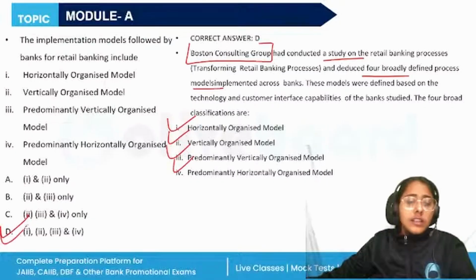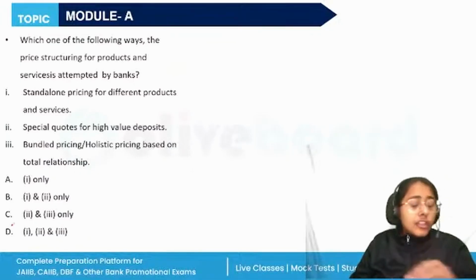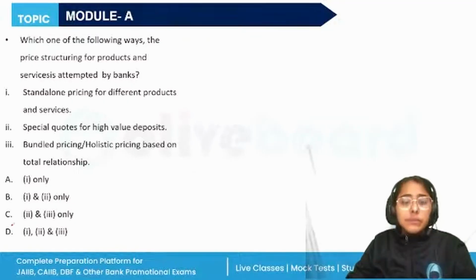Correct answer option D. Next, in which one of the following ways is the price structuring for the products and services attempted by the banks? These process models are used by the banks to decide on the product models, then on the pricing, then on the delivery. So here pricing involves standalone pricing for different products and services, special codes for the high value deposits, bundled pricing or holistic pricing based on the total relationship.